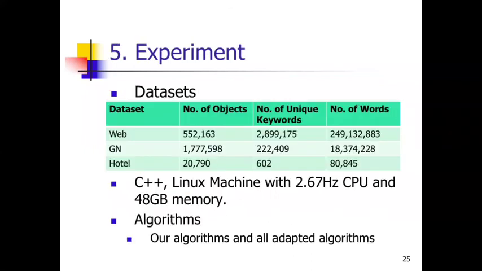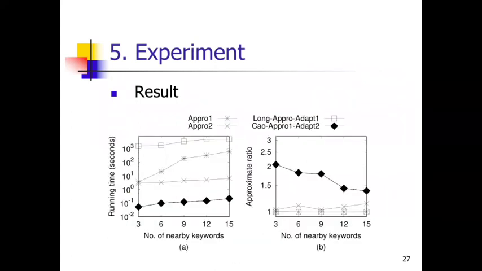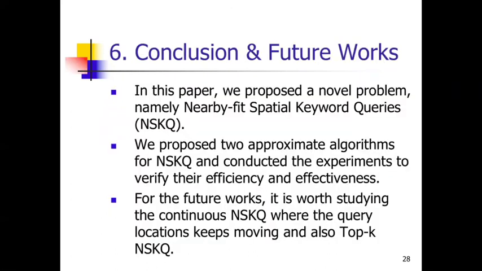Now let me present the experiments. We conduct experiments on the web, GN, and hotel data sets, and we tested our algorithms and all adapted algorithms. This figure shows the trade-off between accuracy and efficiency on the web data set for all algorithms. For better clarity, in the results shown later, we only consider the 4 algorithms on the skyline. The figure shows that our algorithms are the most accurate, and they are the second and third fastest.